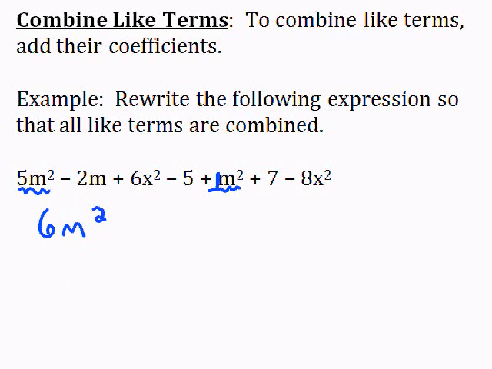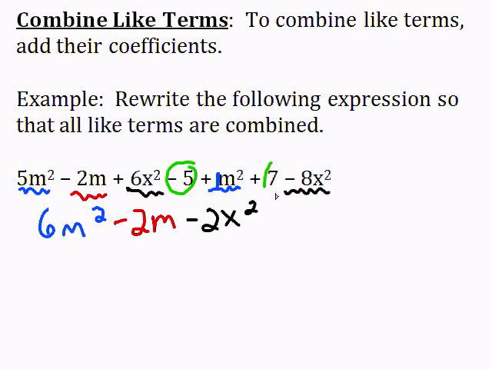is going to combine together to give me a total of 5 plus 1, which is 6m squared. Let's take a look at the negative 2m. We can't combine the negative 2m with anything, so I'm going to write negative 2m. What about the 6x squared? 6x squared can be combined with negative 8x squared to give us a total of negative 2x squareds. Then we can combine our constants of negative 5 and positive 7 to give us a positive 2. So I rewrote the following expression so all like terms are combined. I combined all the like terms and I have now rewritten the expression.